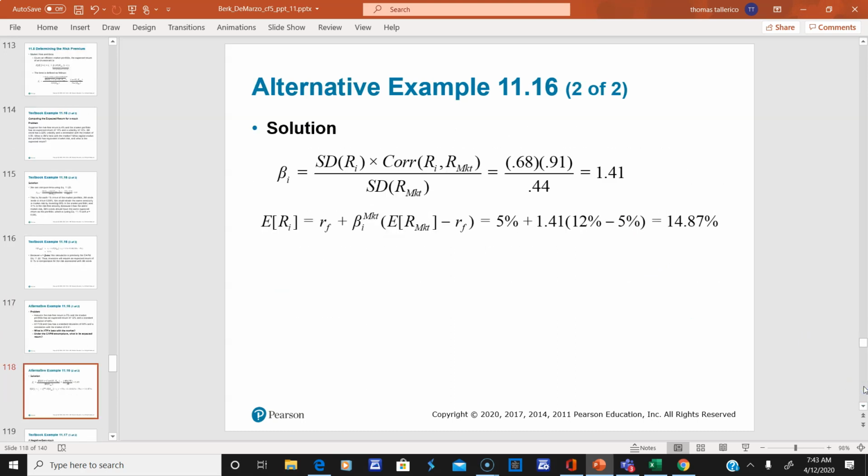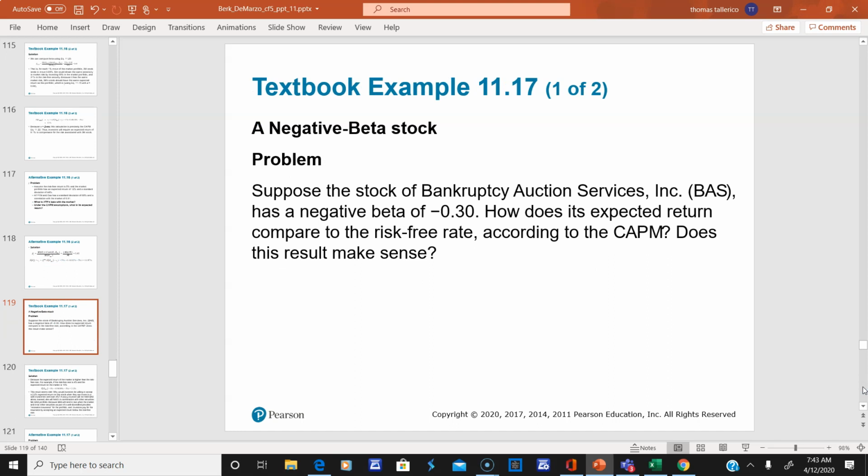Betas can be negative, by the way. They can go opposite the market. If the S&P goes up and that stock goes down, that beta will tend to be negative.